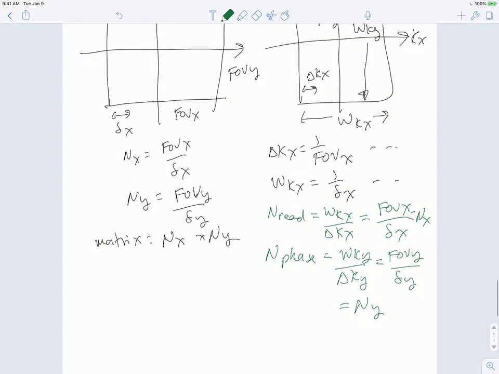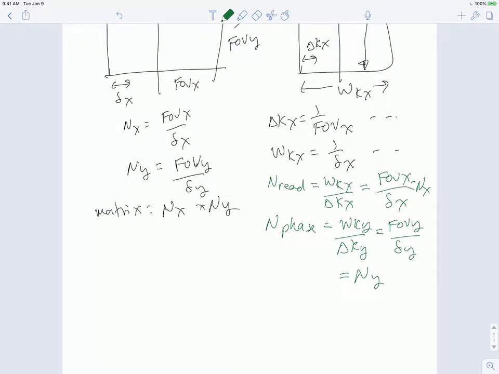The other parameters we use, especially when we're talking about gradients, is instead of talking about Wkx and Wky, we might think about kx max, which is the maximum gradient. For our problems, that's Wkx over 2, and ky max equals Wky over 2.